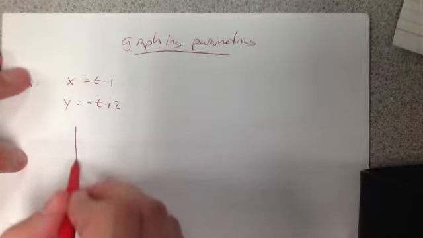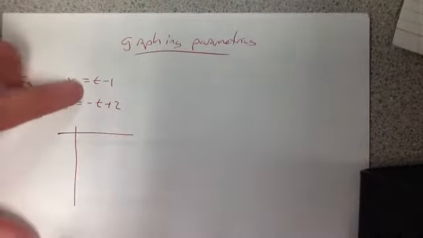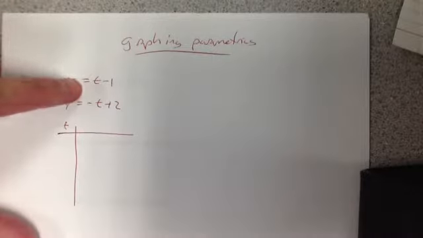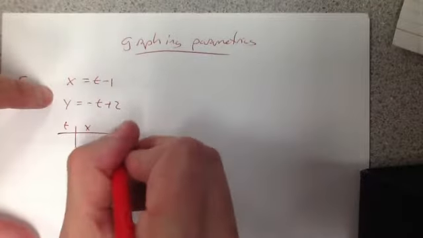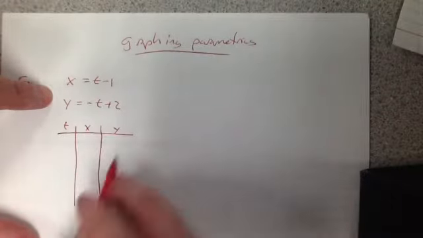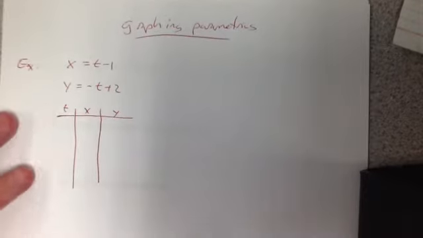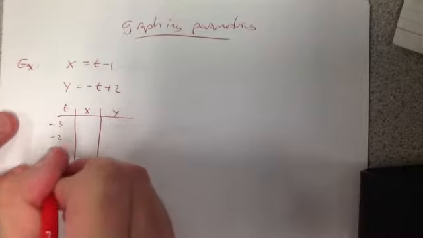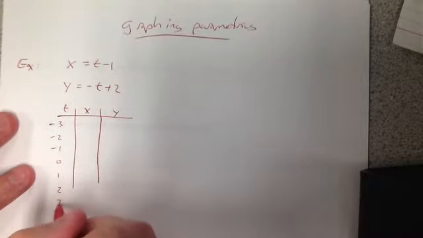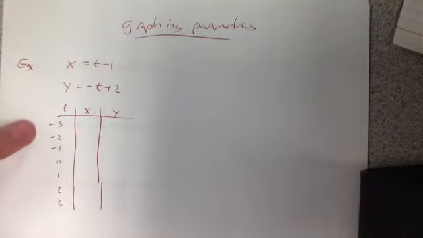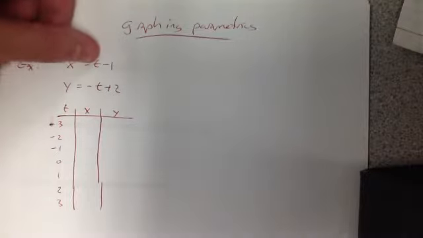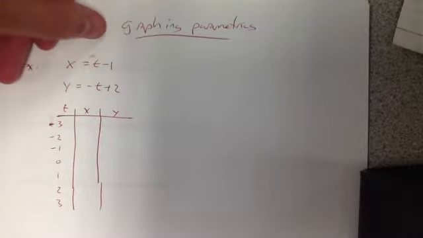Now remember, what a parametric is going to do is, given the independent variable of t, it's going to give us the x and y coordinates of a point. And we probably want to get quite a few points, so let's go from negative 3 to positive 3. And we're just going to plug these each in. So to get my x coordinate, I plug negative 3 in.